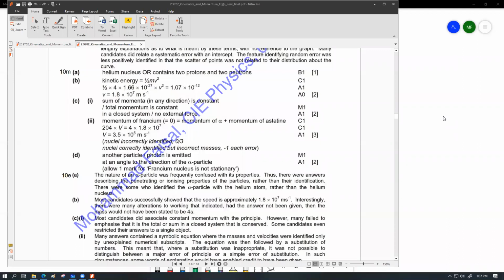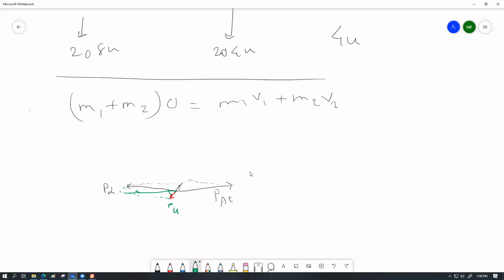Sir, at an angle to the direction of the alpha particle. This means that the unknown particle that we are presuming, the third particle that we are presuming to be involved in this process, cannot have its momentum in the same direction as the alpha particle. Try to think about it.